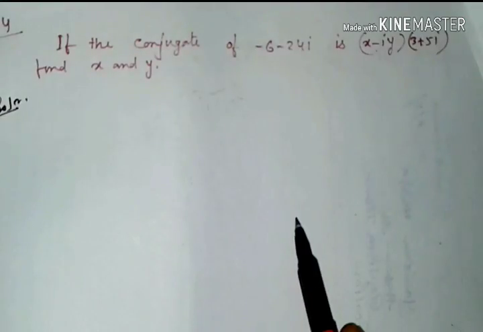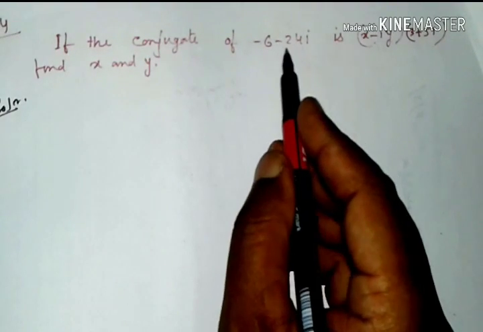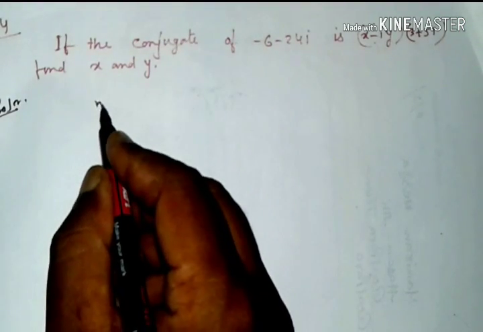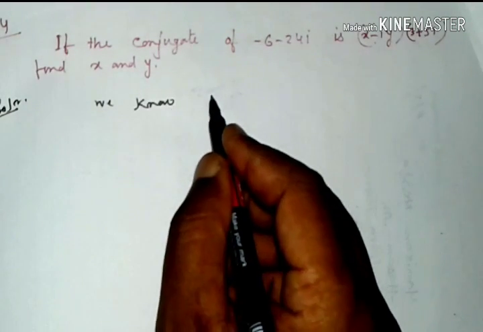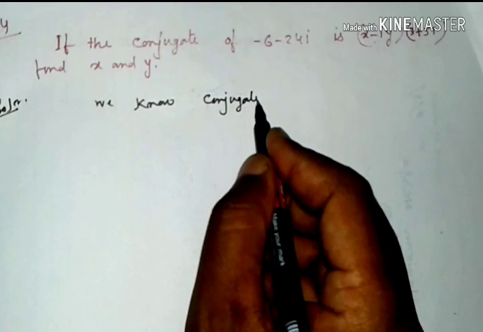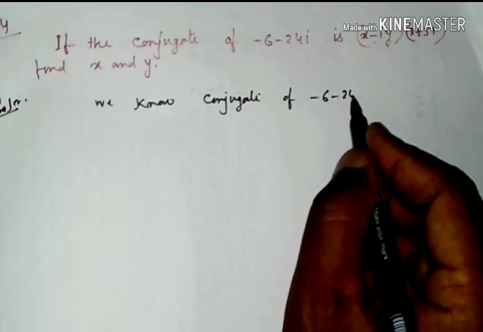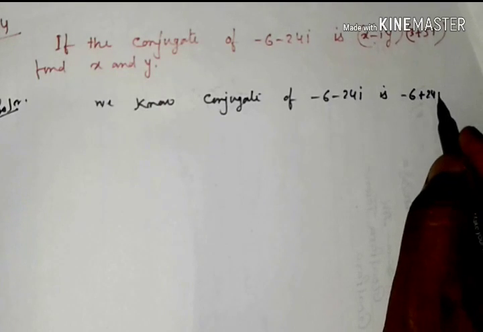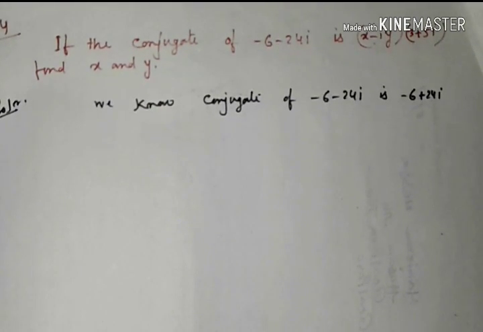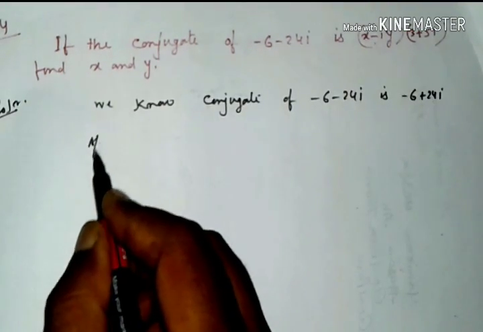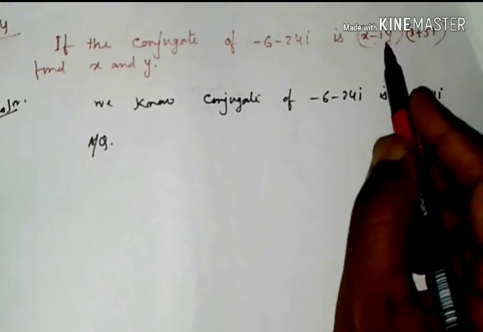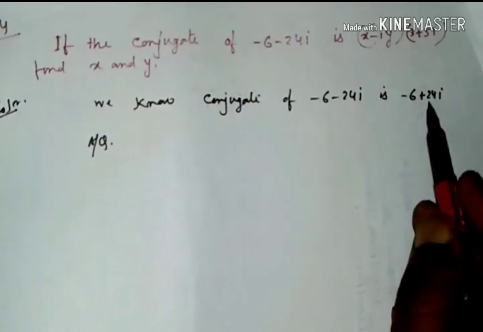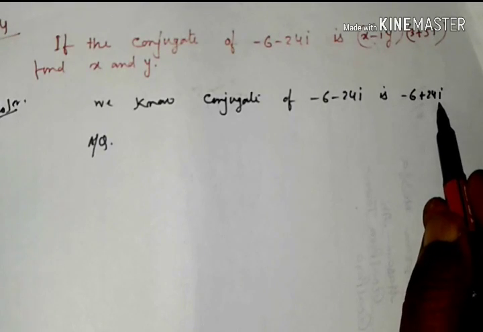Solution. Given condition is conjugate of minus 6 minus 24i is this. We know conjugate of minus 6 minus 24i is, that is, minus 6 plus 24i. According to question, this is equal to this, because given that conjugate of minus 6 minus 24i is this, and we know that conjugate of minus 6 minus 24i is minus 6 plus 24i.